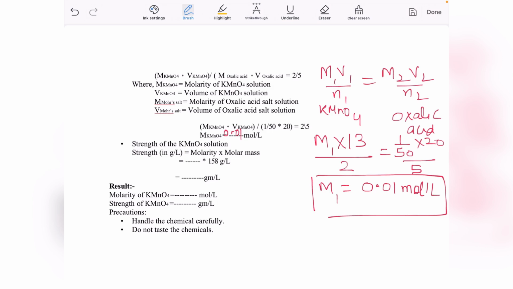0.01. The next step is the strength of potassium permanganate. Strength is equal to the molarity into the molar mass. So 0.01 molarity of potassium permanganate into molar mass of potassium permanganate, and it comes 1.58 gram per liter. Second last step, we have to write the result. So molarity of potassium permanganate is 0.01 mole per liter, and the strength comes out 1.58 gram per liter. And then finally, precautions: handle the chemicals carefully, do not taste the chemical, do not overheat the chemical.